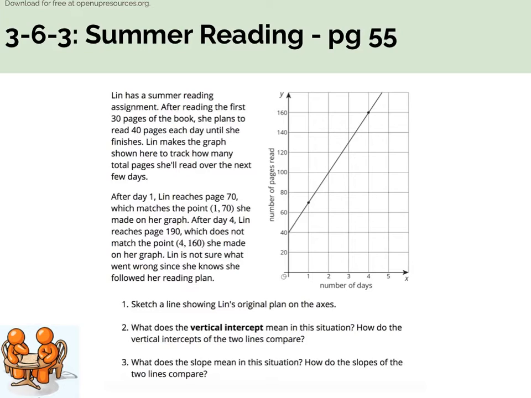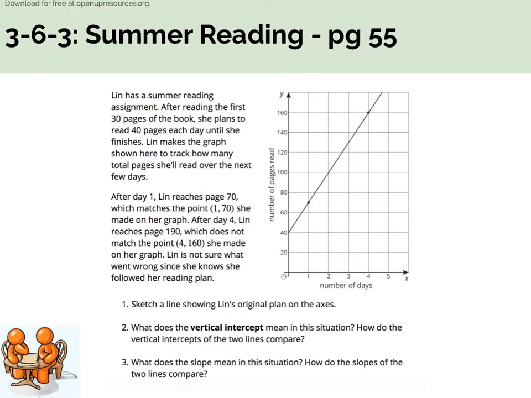All right, we're going to actually do some stuff out of order, and I'll explain it to you in a second. So we're actually going to turn to page 55. And on page 55, it says, Lynn has a summer reading assignment. After reading the first 30 pages of the book, she plans to read 40 pages until she finishes reading. Lynn makes the graph shown here to track how many total pages she'll read over the next few days.